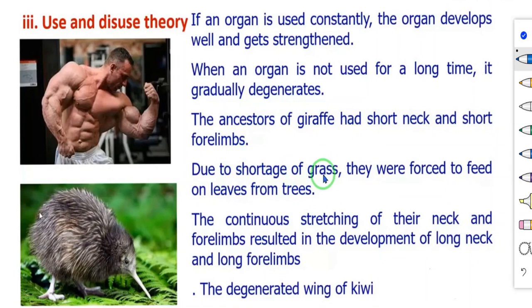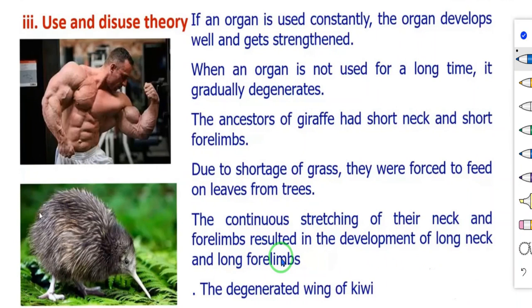Due to shortage of grass, they were forced to feed on leaves from trees. So because of the shortage of the grass, these giraffes were forced to feed on leaves from the tall trees. The continuous stretching of their neck and forelimbs resulted in the development of a long neck and long forelimbs. So because of the continuous stretching, the giraffe got a long neck as well as long forelimbs.